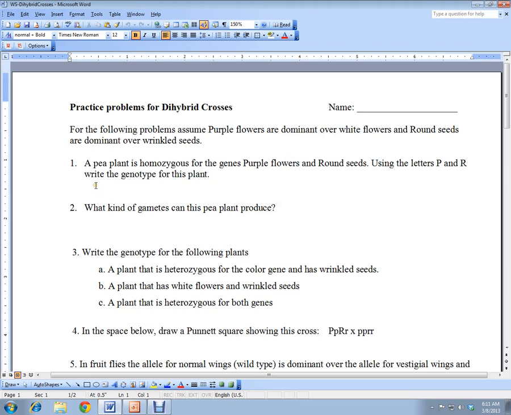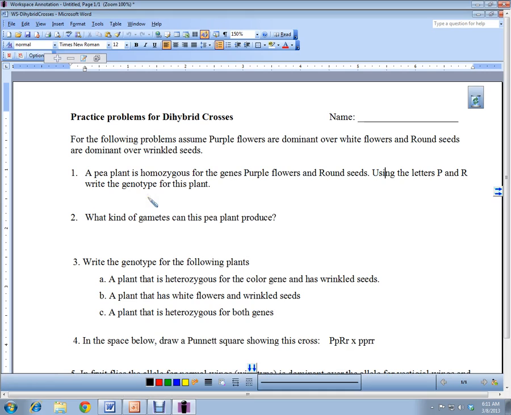So let's get started. Number 1, a pea plant is homozygous for the genes purple flowers and round seeds. Using the letters P and R, write a genotype for this plant. Now, in dihybrid crosses, remember that there are going to be 4 letters. We're going to have genes for the purple color, and we're going to have genes for the round seeds. It's homozygous for purple, and up here it says, for the following problems, assume that purple is dominant over white and round is dominant over wrinkled.